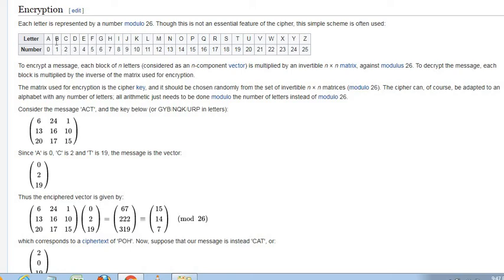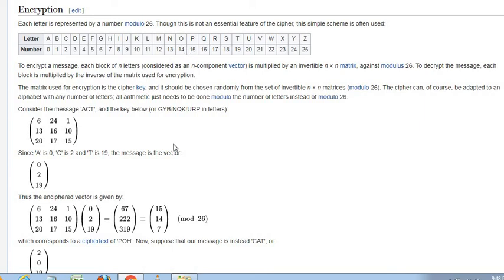Each letter is represented by a number modulo 26. A will be represented as 0, and up to Z, 26 letters. It starts from 0, so Z is 25. Through this point of view only, we will understand what they are telling in the encryption methods.